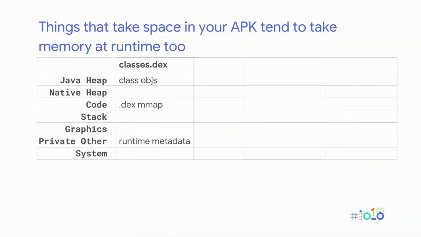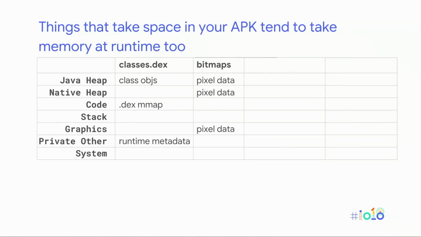Okay, my second suggestion was reduce your APK size. And why do you do this? Because a lot of things that take up space in your APK take up space in memory at runtime as well. For instance, your classes.dex file is going to take up space on the Java heap in terms of class objects. It's going to take up code memory for the memory map dex file. It's also going to take up what shows up in private other in the app summary view: runtime metadata, representations for your fields, methods, and strings, and so on.